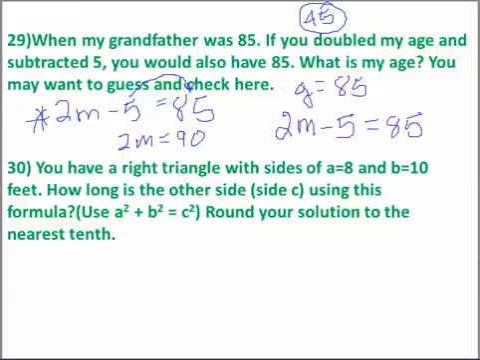How about 30? Have you seen the Pythagorean theorem before? Because that's what they throw in on you here, and they just want you to use it as a formula. So it says you have a right triangle with sides a equals 8, b equals 10. So they're just telling us, hey, put an a in there, put b in there. Well, a is 8, so I say a squared, plus b is 10, so I say b squared. And they want us to find c.